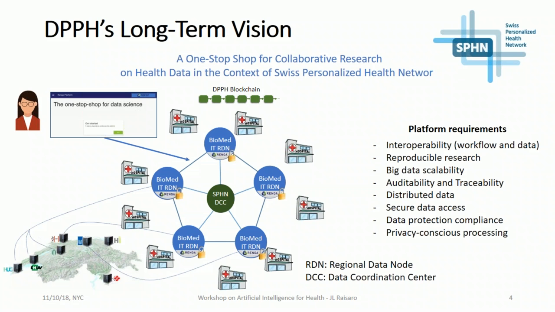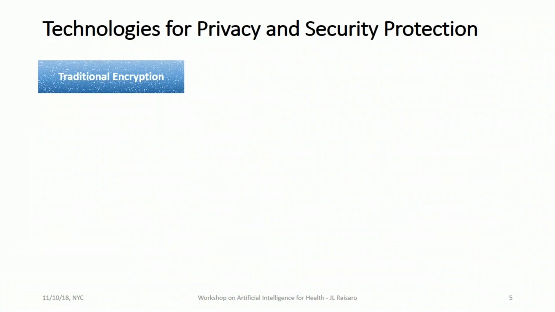The requirements for these platforms are, of course, interoperability, as we have seen in the previous talk, reproducibility, scalability, because we're dealing with big data, but also auditability and traceability of everything that happens in the network, secure data access, data protection compliance, since there are different regulations, and of course, privacy-preserving processing.